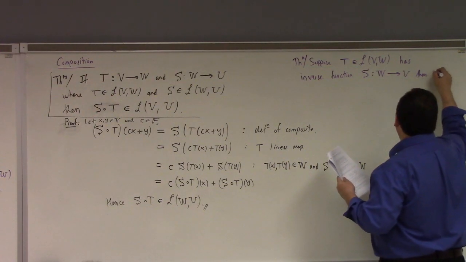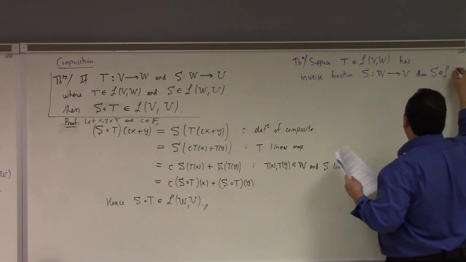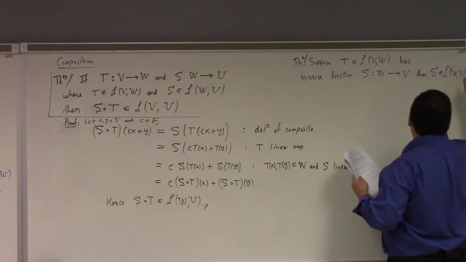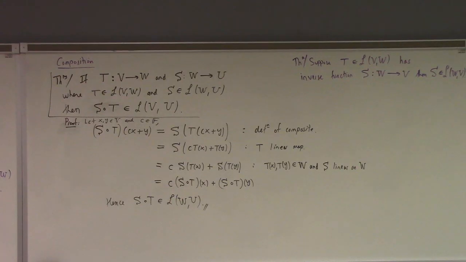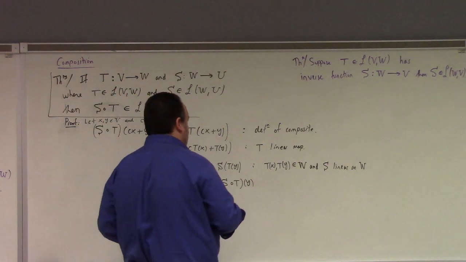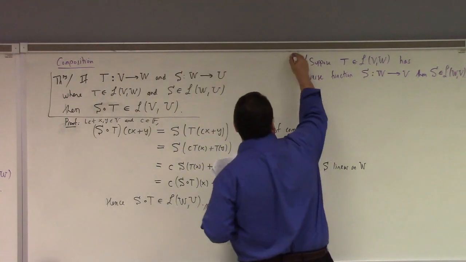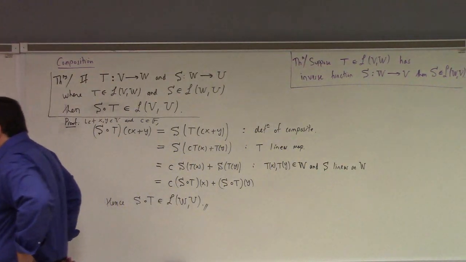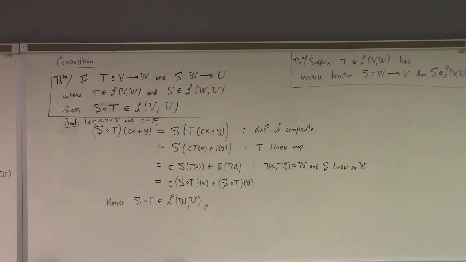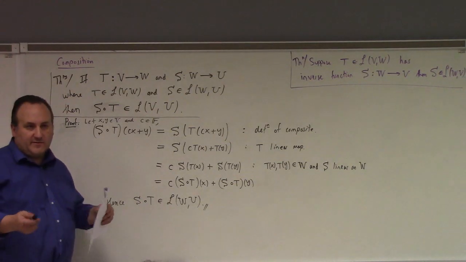Then S is in fact a linear map from W to V. This is definitely not something that's generally true in other contexts. To give you some appreciation for this, in the continuous context, if you have a continuous function that has an inverse function, does it follow that the inverse function is automatically continuous? It turns out no, there are counterexamples to this.